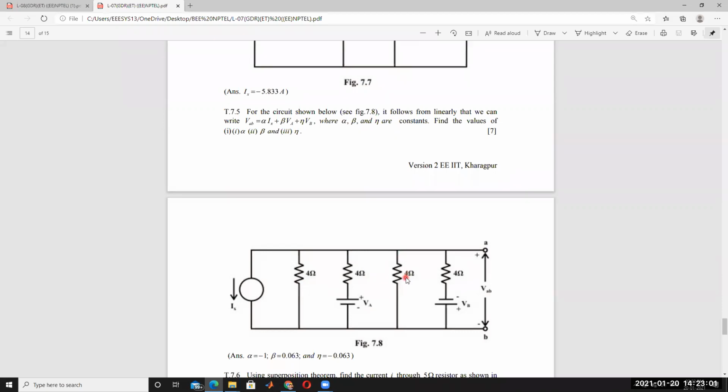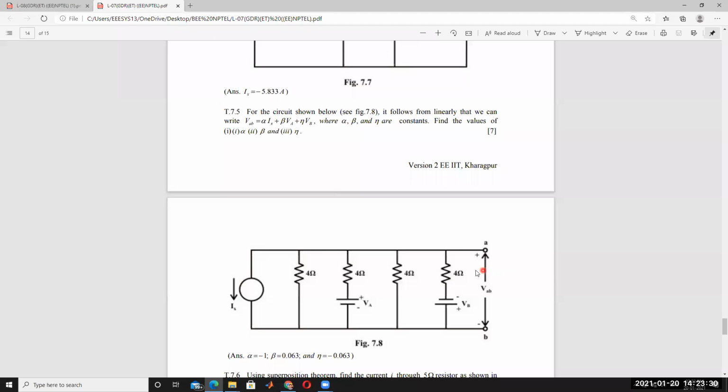Plus VAB by 4. Then VAB minus VB by 4, or rather VAB plus VB by 4, your opposite polarity. Okay, VAB plus VB by 4. Then plus Ix is equal to 0. This is the equation. You will simplify that equation. You will get VAB in terms of Ix, VA, VB. Understood? It is a simple concept.